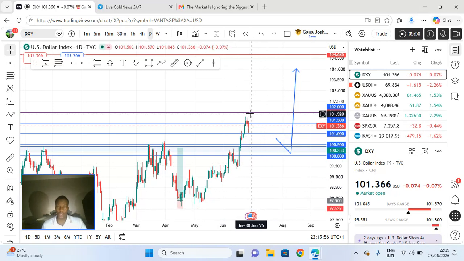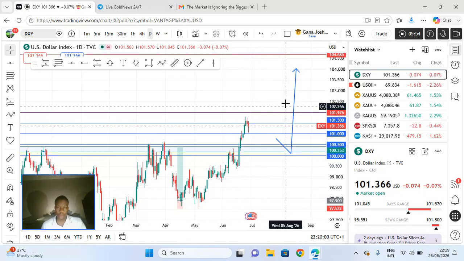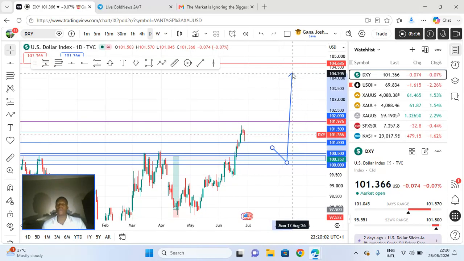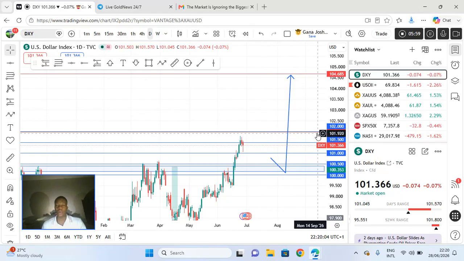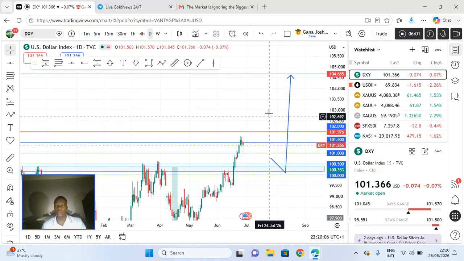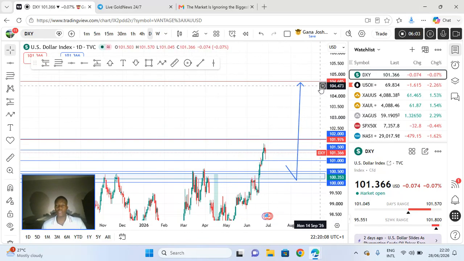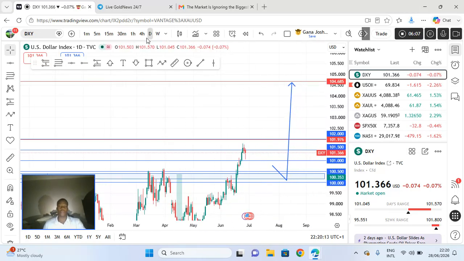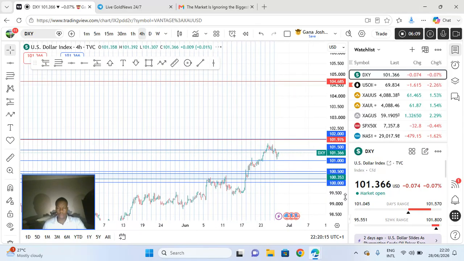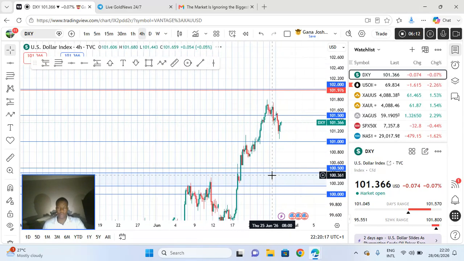Because for price to break this, it needs strength, so it just needs to come, get the support, and continue to the upside. After 102, the next major resistance is around 104.500. So we know that now, and we're going to take caution of that.